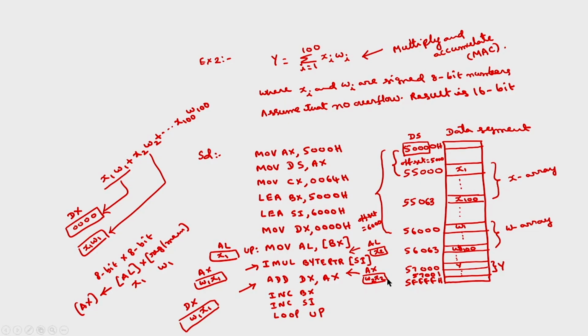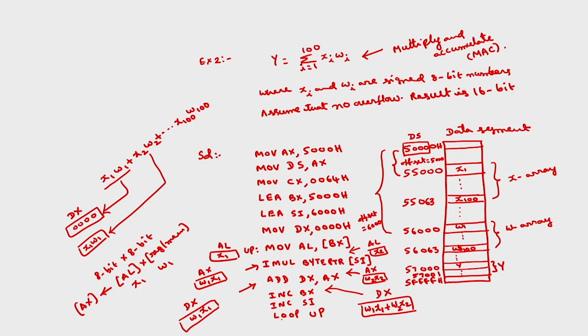This I am adding to DX. What was in DX? W1 X1. So now after this, DX contains the earlier contents W1 X1, and now we are adding W2 X2, so this will be W1 X1 plus W2 X2. Again we will increment BX so that it points to X3, and increment SI so that it points to W3, because the 100 multiplications are not over. CX will be decremented by 1, so again it will go to the loop. When will it come out of the loop? After multiplying all the 100 numbers.